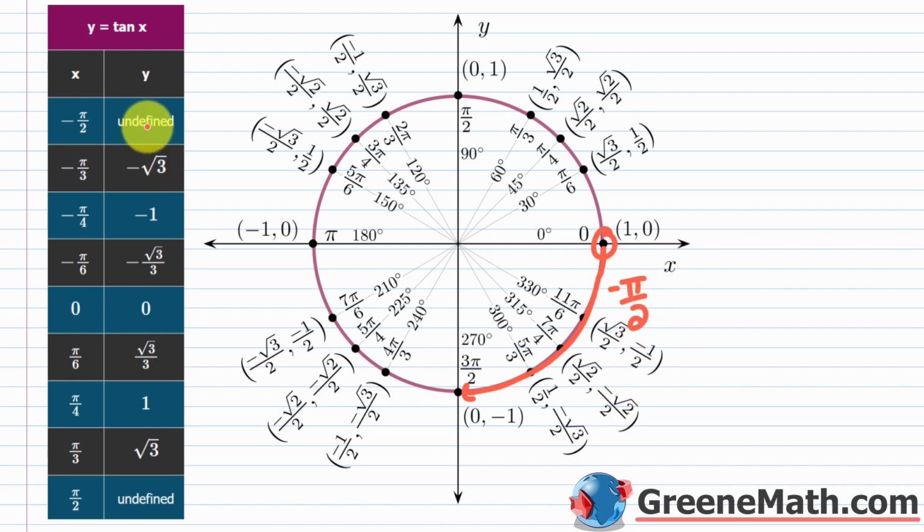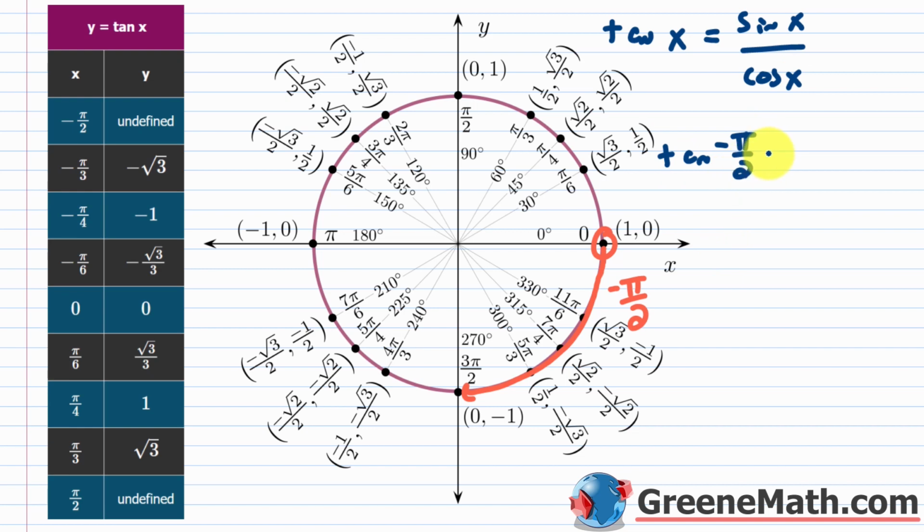Now, why does it say that it's undefined here? We know that the tangent of x is equal to the sine of x over the cosine of x. Well, if I want the tangent of negative pi over 2, that would be equal to the sine of negative pi over 2 over the cosine of negative pi over 2. Since this negative pi over 2 is coterminal with 3 pi over 2, we could just take the value for sine and cosine from this guy right here. And so basically, you could say that this is equal to the sine of negative pi over 2, well, that's negative 1, and then the cosine of negative pi over 2, well, that's 0. What do we know about division by 0? It's undefined.